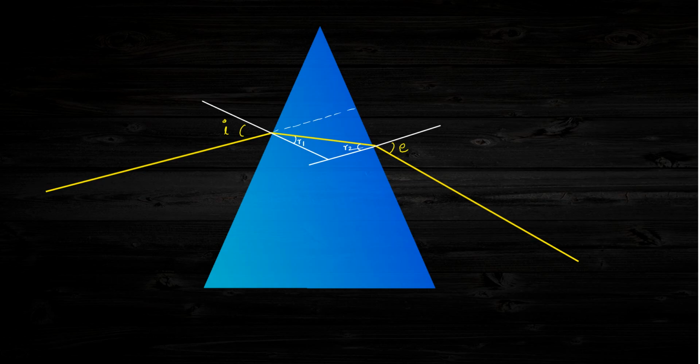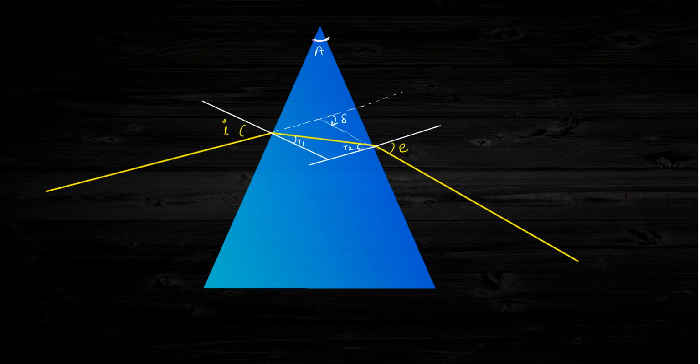If we extend this line, then this represents the direction in which the ray was heading. But now the ray, because of the presence of the prism, has deviated and now it's heading in this particular direction. So this difference is called the angle of deviation. Also, the parameter of the prism is this vertex angle A.